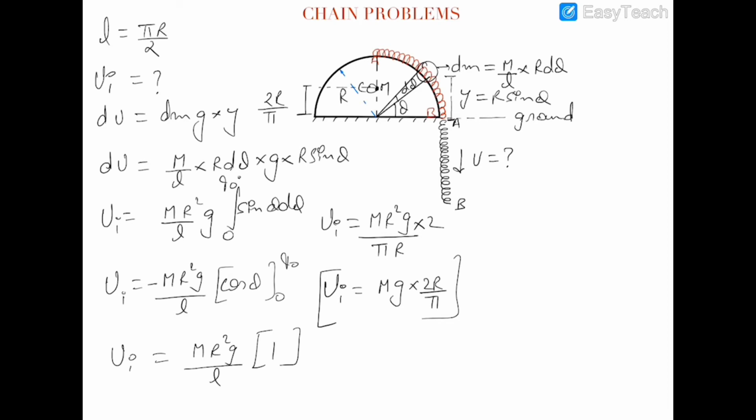We would not find out the potential energy by integration. In fact, we can directly say that if the center of mass is above the ground by a height of 2r by pi, then this chain would have the potential energy as mg into 2r by pi, which is the result which we have obtained by integration also. But to save that time in the exam, we can directly calculate it.